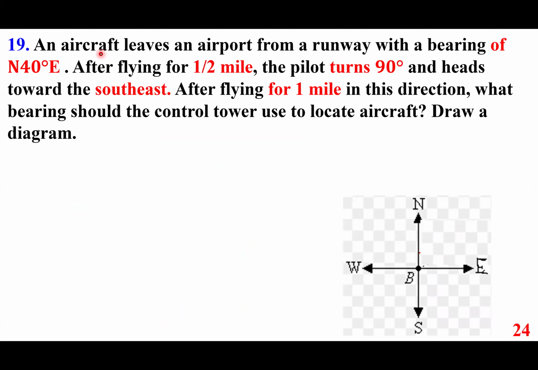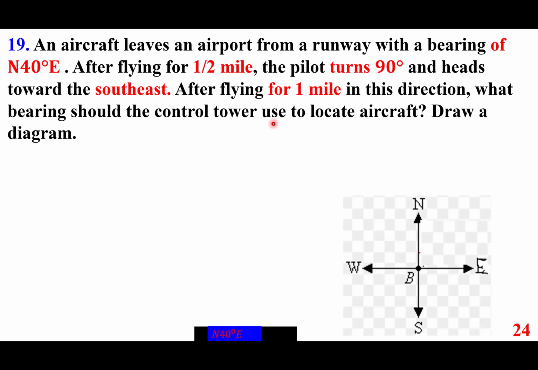An aircraft leaves an airport from a runway with a bearing of north 40 degrees east. So northeast, so 40 degrees here. So make a 40-degree angle, go this way. After half a mile, we go for half a mile, the pilot turns 90 degrees. So when we turn 90 degrees, either this way or that way, that creates a 90-degree angle. And heads towards the southeast, so this way. After flying for 1 mile in this direction, what bearing should the control tower use to locate the aircraft?